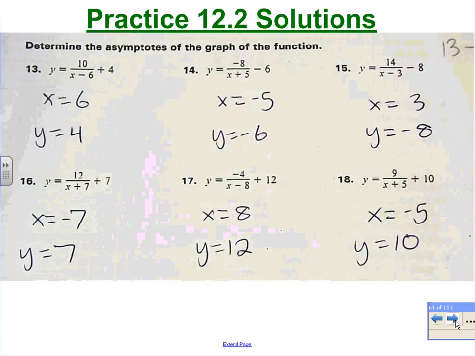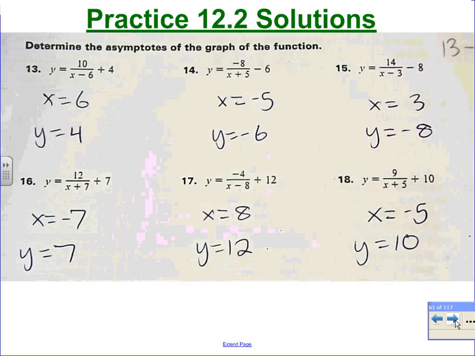15, x equals 3, y equals -8. Domain is all real numbers except 3. Range is all real numbers except -8. 16, x equals -7, y is 7. So domain, all real numbers except -7. Range, all real numbers except 7. 17, x is 8, y is 12. Domain, all real numbers except 8. Range, all real numbers except 12.